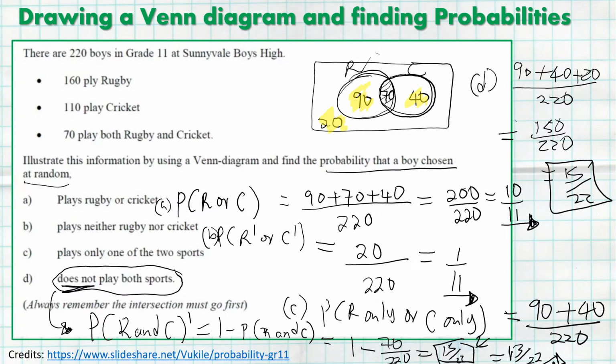When we just use the complementary rule to say, okay, the probability that does not play both sports is the same as the probability of not rugby and not cricket. Okay, so we are excluding both sports, which is we just use this formula and we substitute it there. Or rather, you can just come here and exclude the intersection, which means that they play both sports, and you just add the things on the outside, and you finally get your answer.